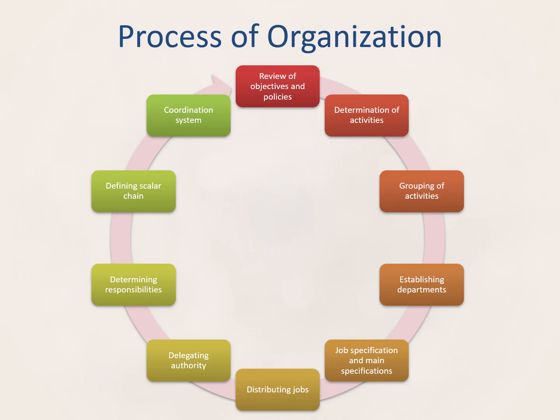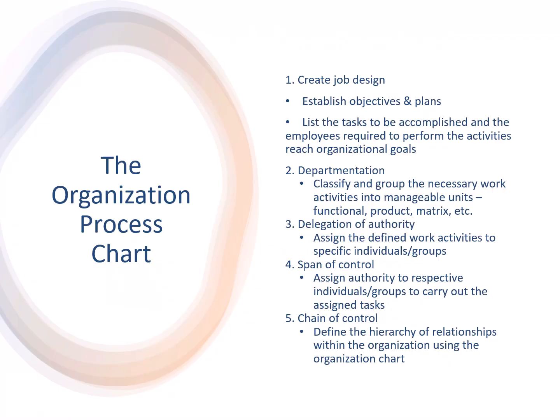The process of organization involves several key steps: reviewing objectives and policies, determining and grouping activities, establishing departments, specifying jobs and main duties, distributing jobs, delegating authority, defining responsibilities, setting up a scalar chain, and implementing a coordination system to ensure smooth functioning. The organization process chart outlines key steps in structuring an organization.